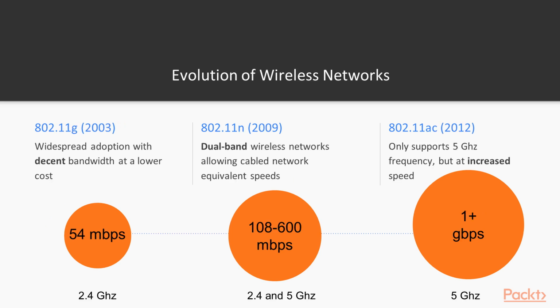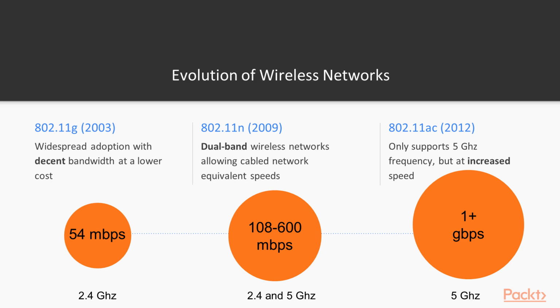The next evolution was in 2009, when 802.11n came out. And this was a dual-band wireless network that allowed for cable network equivalent speeds, just like using a Cat5 cable, an RJ45 cable. It can use 100 megabits per second, and it can actually operate between 108 and 600 megabits per second. Now, the thing about this was it was dual band. It could operate at either 2.4 for backwards compatibility with G and B networks, or operate in 5 gigahertz so that it can get additional speeds of that higher frequency and maintain backwards compatibility with A. So A and N could operate in 5 gigahertz, B, G, and N can operate at 2.4.